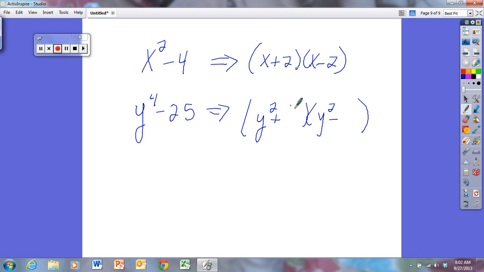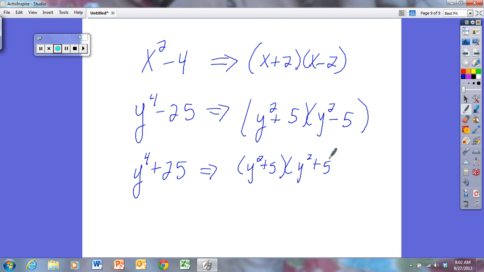Plus minus 5 and 5. Now, you're saying, well, why can't I factor the sum? My question to you would be, how would you factor that? Do you think you would do y squared plus 5 times y squared plus 5? Because if you think that, you're wrong, because if you FOIL this out, you're going to end up with a middle term.